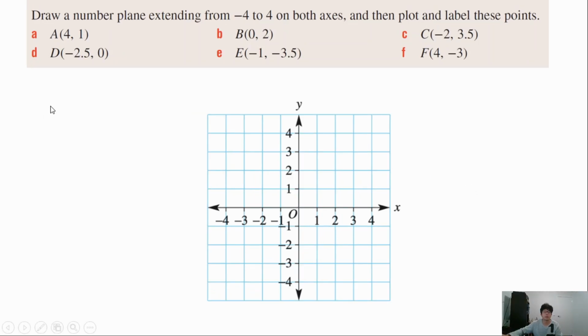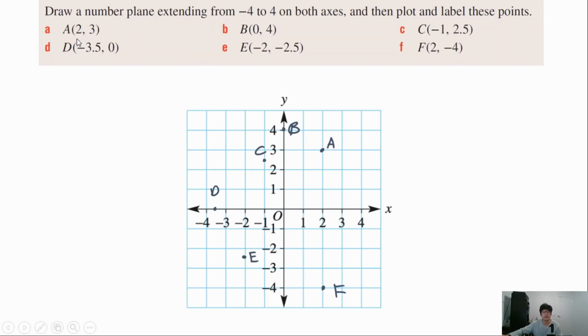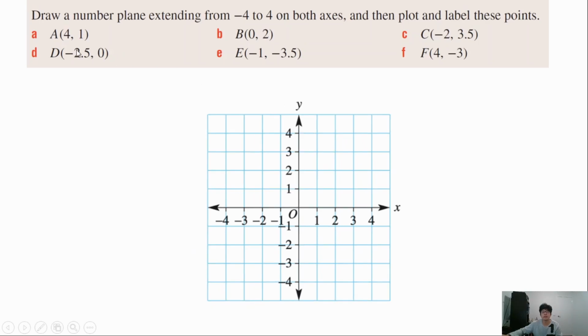Since it's not possible to plot points on Edpuzzle, just tell me which direction you will go for each coordinate. So for example, like A here, you tell me you go to the right 2 spaces and then up 3 spaces. For B, you won't move horizontally and you go up 4 spaces. For C, you go to the left 1 space and up 2.5 spaces. And D, you go left 3.5 spaces and won't move vertically. So just pause the video here and answer these questions like that on Edpuzzle.